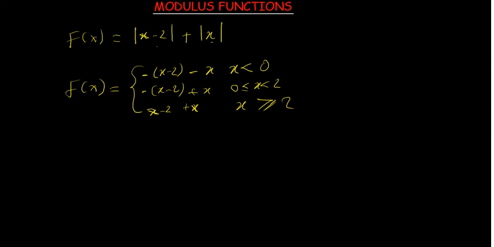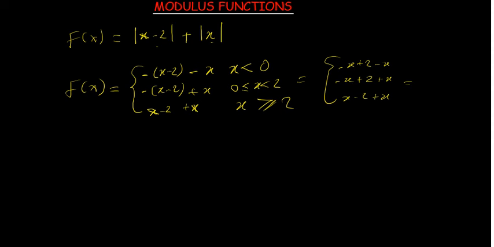So that is going to give us, we can distribute this negative. That will be negative x plus 2 and then minus x. And then we can distribute also this negative. That will be negative x plus 2 plus x. And then this one is just the way it is, x minus 2 plus x.